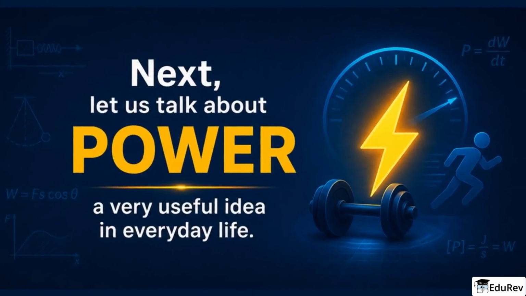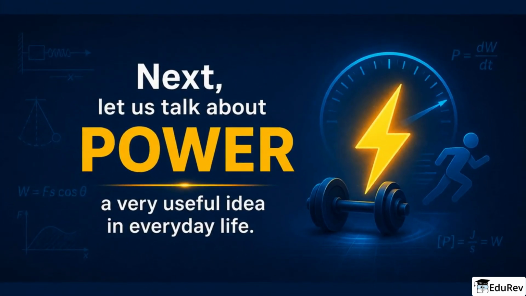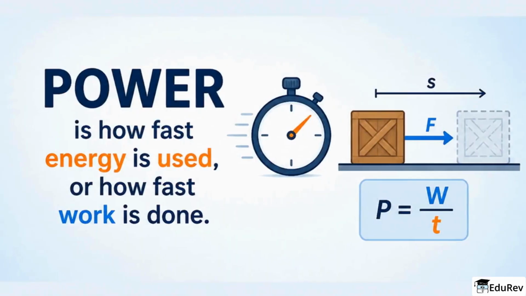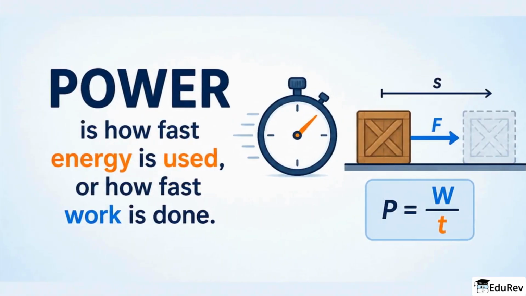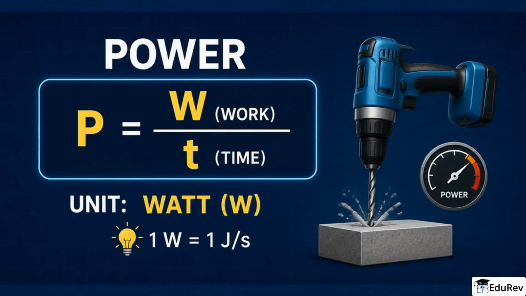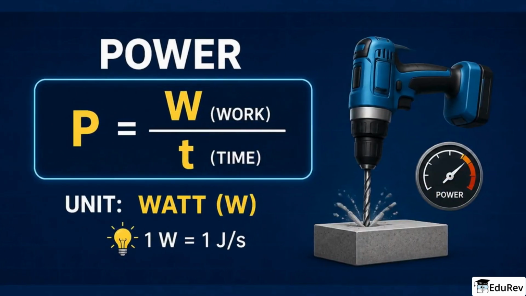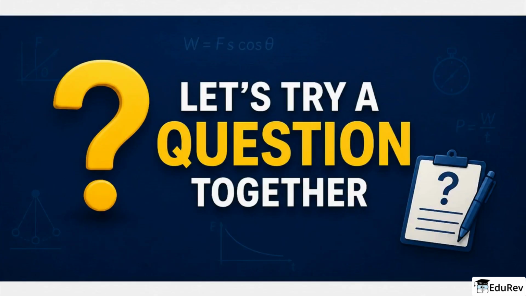Next, let us talk about power, a very useful idea in everyday life. Power measures how fast energy is used or how fast work is done in a given time. The formula is power equals work done divided by time taken, and the unit is the watt, which we say as watts. Now let us try a question together to make this clear.